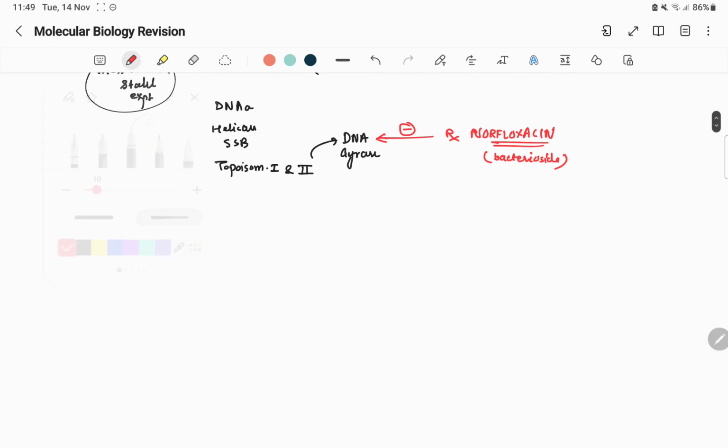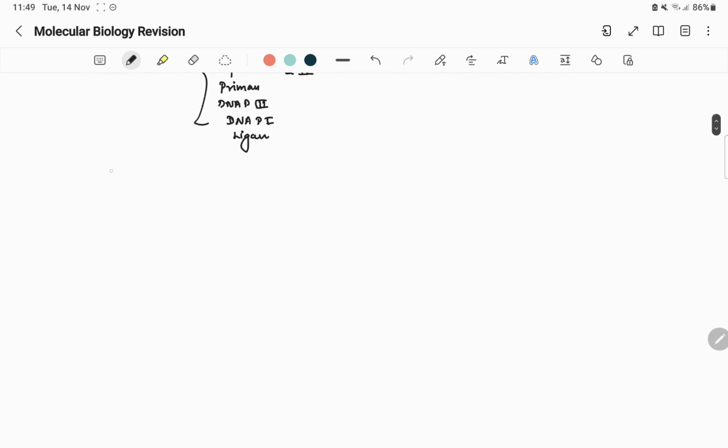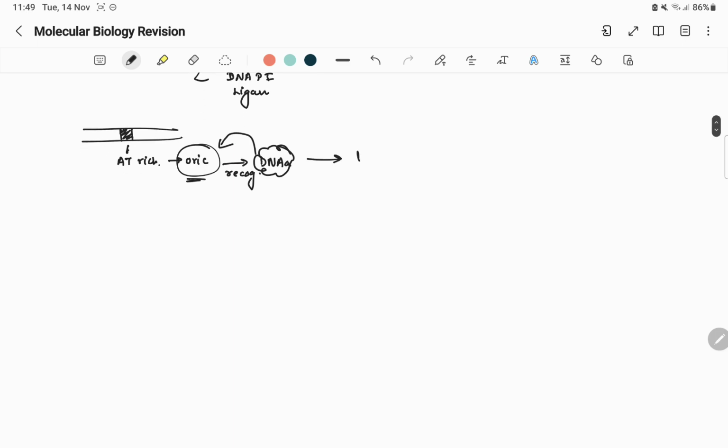After topoisomerase we use primase, then DNA polymerase 3, DNA polymerase 1, and ligase. These enzymes are all utilized in DNA replication in prokaryotes. First, an AT-rich region is identified, called OriC. This OriC is recognized by DnaA, which causes local unwinding.